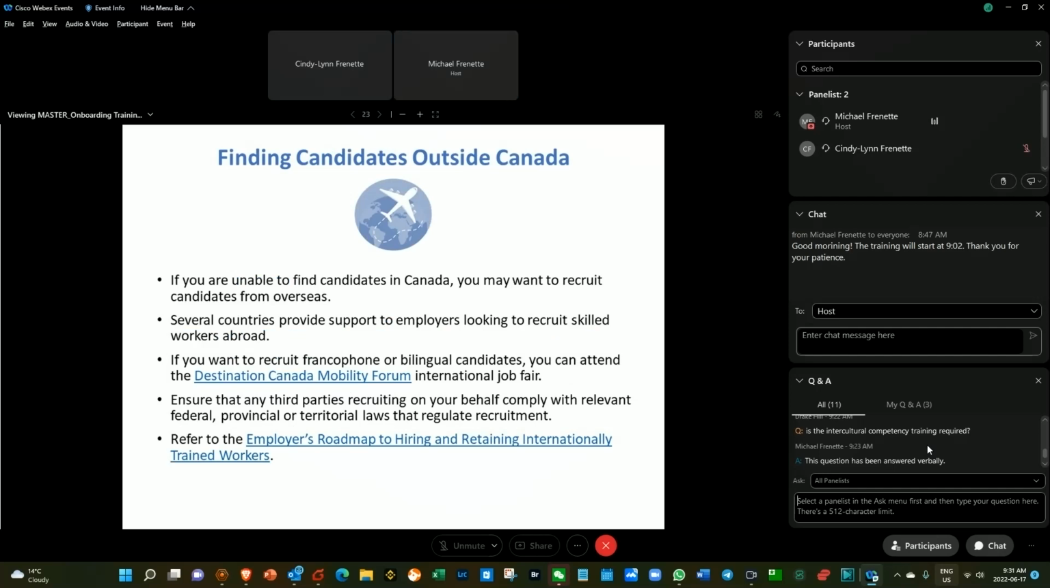But if you are unable to find a candidate in Canada, you may want to recruit a candidate from overseas. Several countries provide support to employers looking to recruit skilled workers abroad. For instance, in the European Union countries, public employment service agencies connect job seekers with employers. Although they're structured differently in each country, these government agencies help employers obtain labor market information and provide support services at the local and national level. And many other countries offer similar services. The Philippines would be another example.